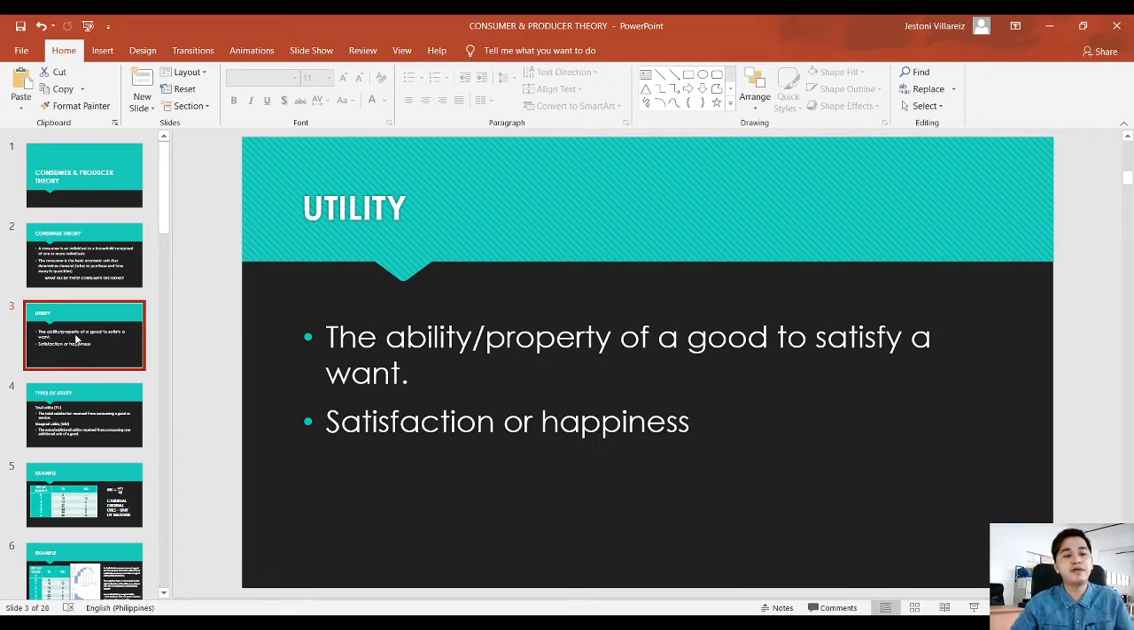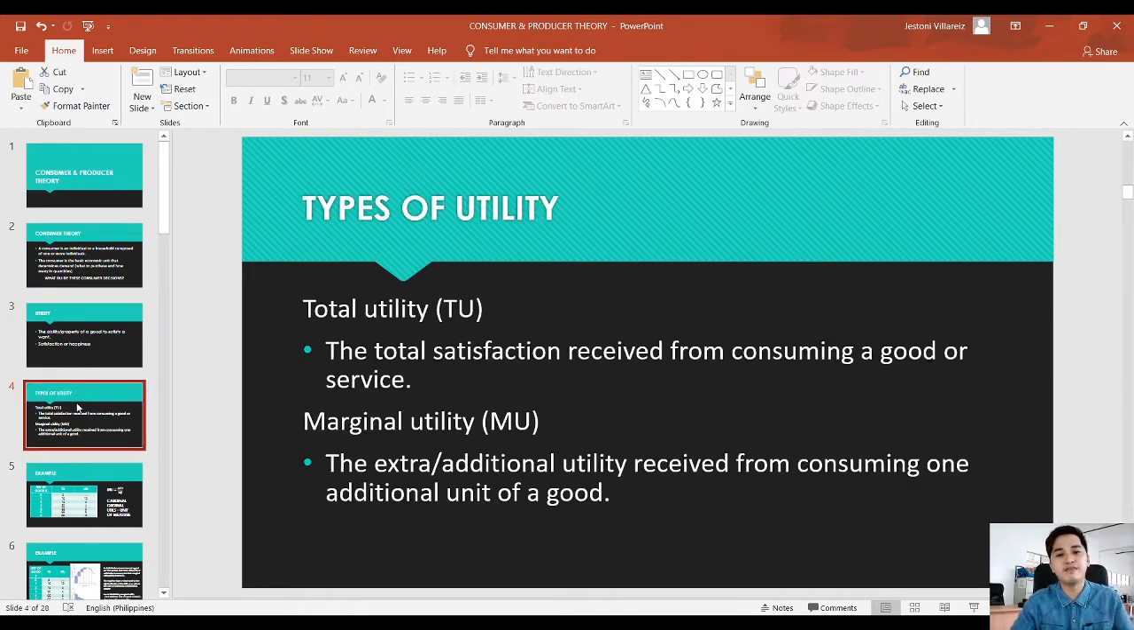Now utility can be measured in two ways. I will discuss that, but we have two different types of utility: the total utility and the marginal utility. Total utility is the total satisfaction that you get for consuming a good or a service. Marginal utility, from the word itself, marginal, means additional, extra, incremental. So it is the additional satisfaction that you receive for consuming an additional unit of a good.